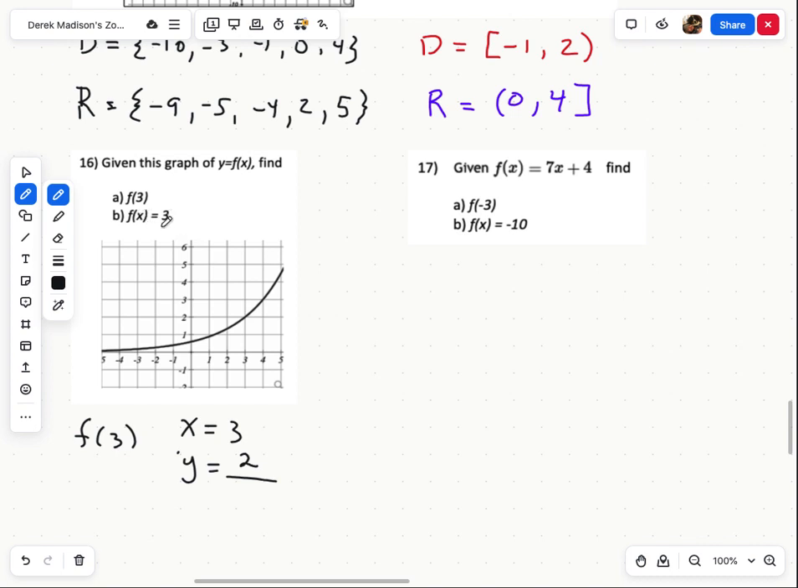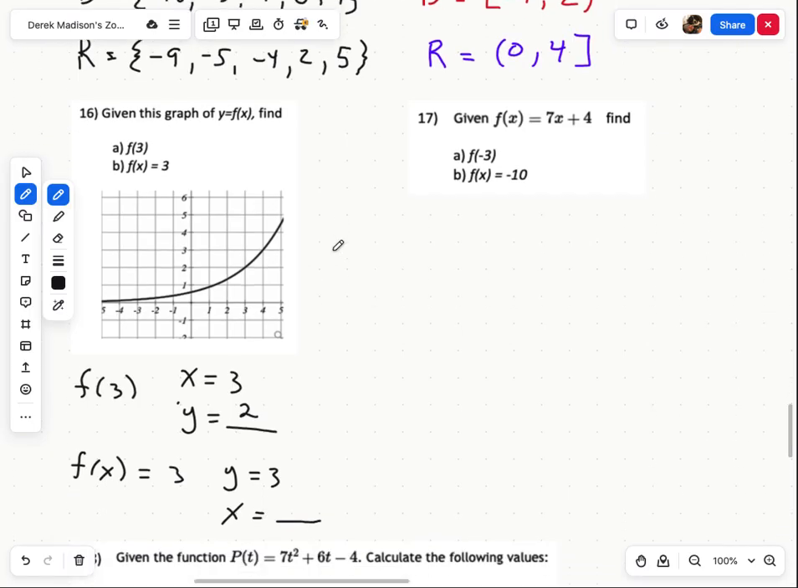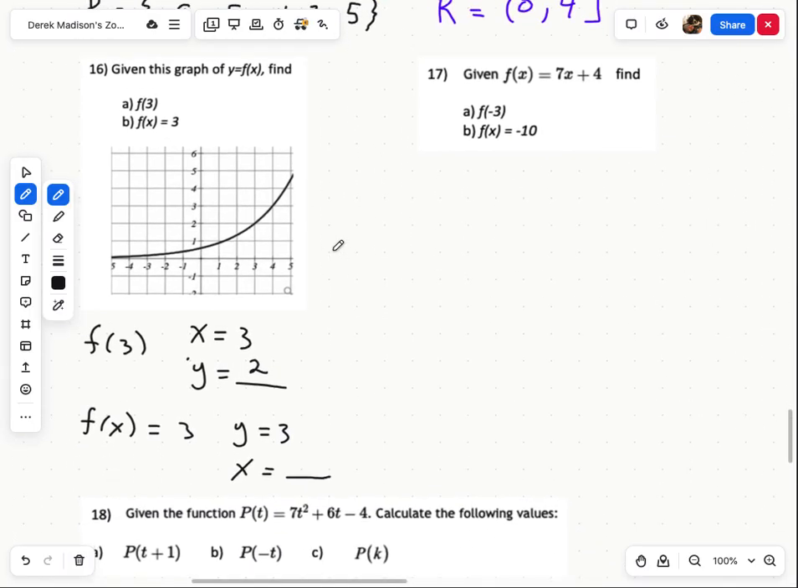When they give us f of x equals 3, f of x is like our y. So f of x equals 3 means that y equals 3, and we're asked what x would make that be true. Scroll this up a bit so you can see it better. And so if we look over here where the y's are 3, that's right there. And so the x that would make that happen is 4. So we have to put in a 4 to get out y equals 3.